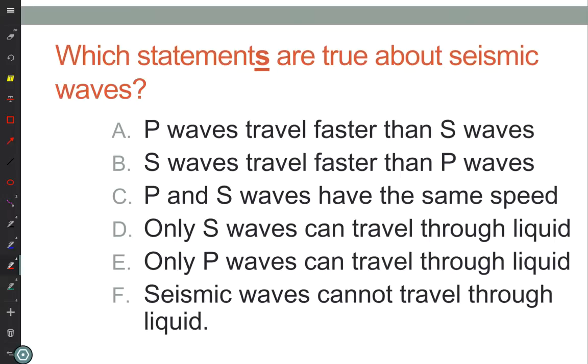Okay, so now a question about this stuff that we very quickly reviewed. Which statements, notice it's plural, are true about seismic waves? I believe the correct number is 2. It has to be true. It has to be 2. 1 in the first 3, 1 in the second 3, right?